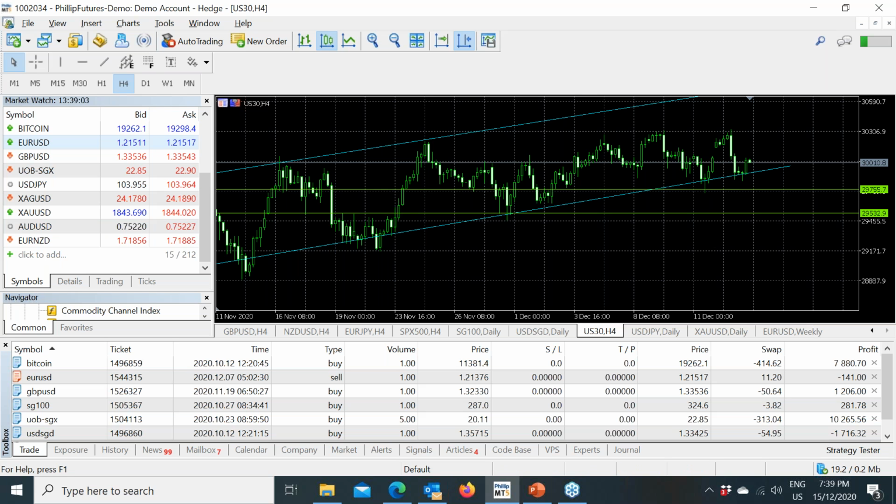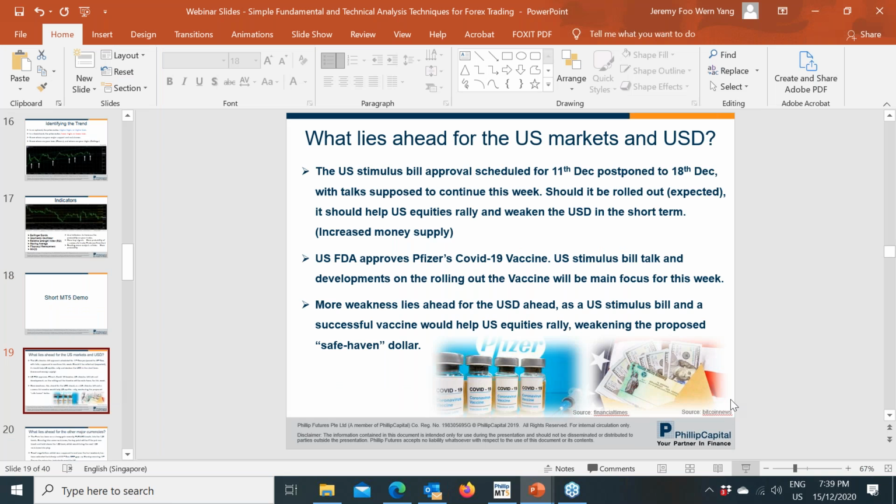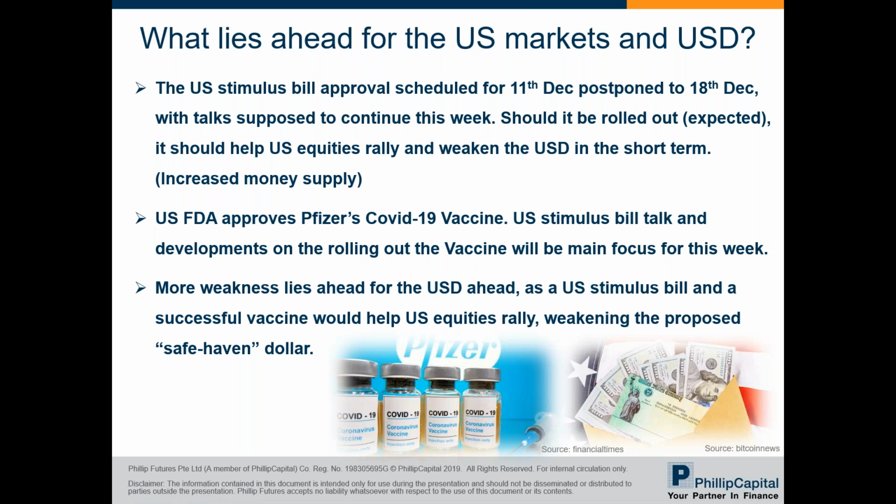So I'll go back to the presentation where I start on the short market outlook. What is ahead for the US markets and US dollar? If you didn't already know, the US stimulus bill, which is basically the Federal Reserve printing more money to help the US economy, which is not doing too well because of the coronavirus. The approval, which was scheduled for 11 December last week, has been postponed to the end of this week, which is 18 December.